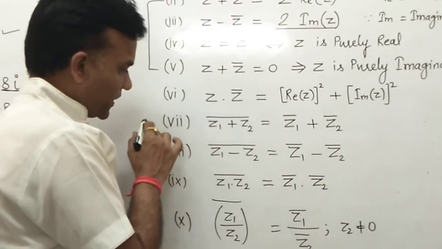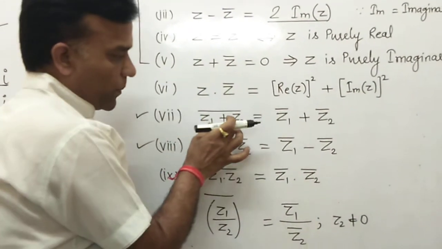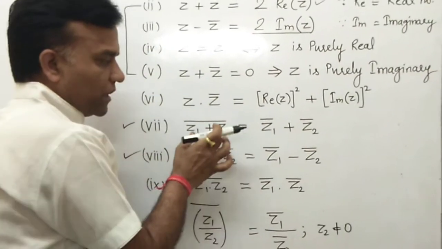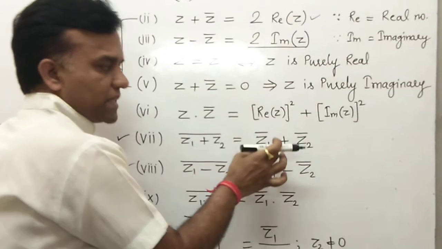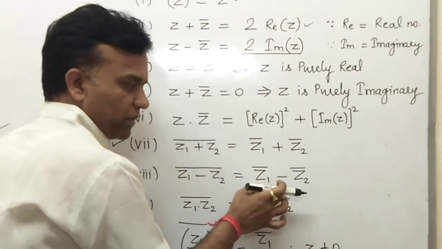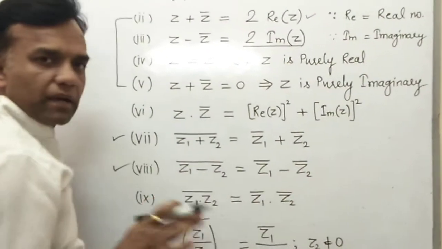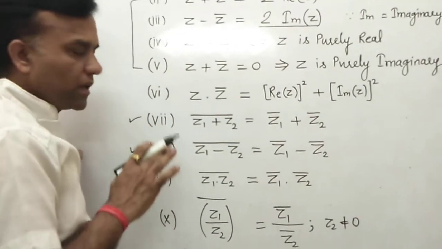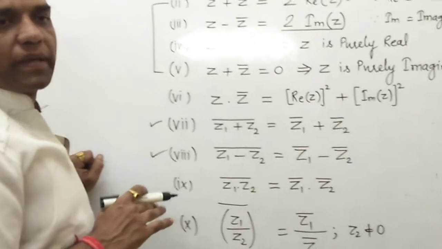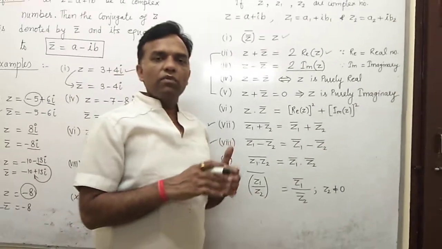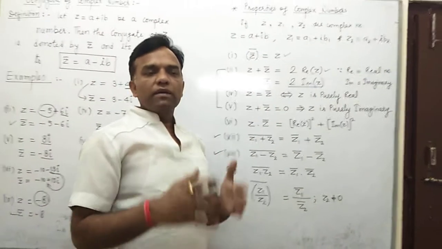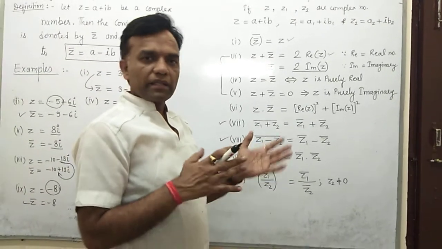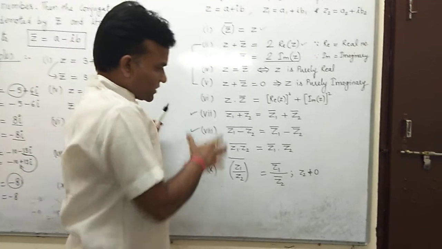So properties 7 and 8 are the same, because one property is related to the plus sign and the other to the minus sign. The operation will be the same: conjugate of z1 plus z2, or conjugate of z1 minus z2. Again, the conjugate of the sum of two complex numbers is the sum of their conjugates. Same property here.